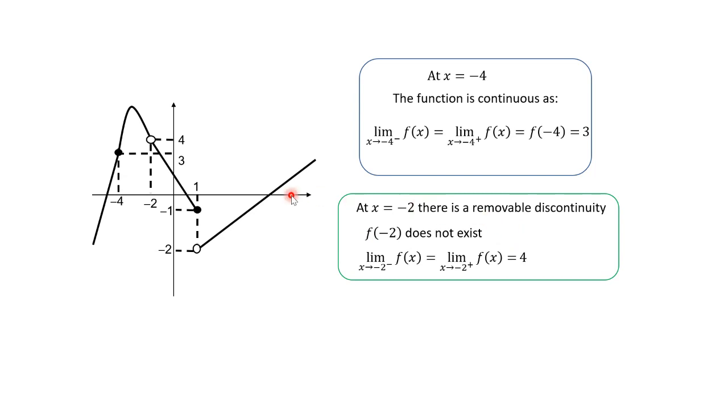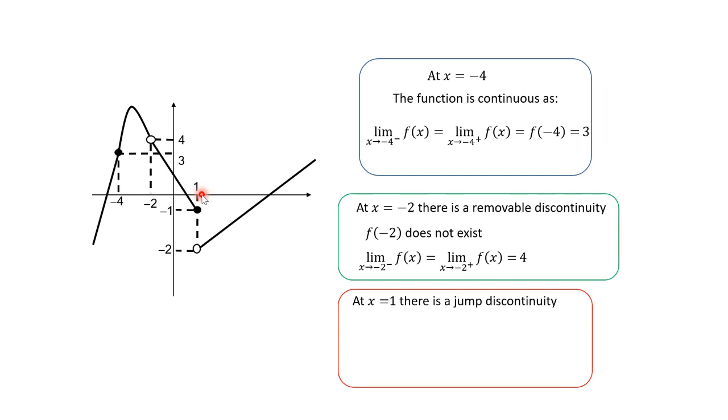Okay, and the same with x equals 1. We're going to say there's a jump discontinuity, and that means that the limit from the left is different to the limit from the right. Okay, all right, so remember notation, notation, notation.